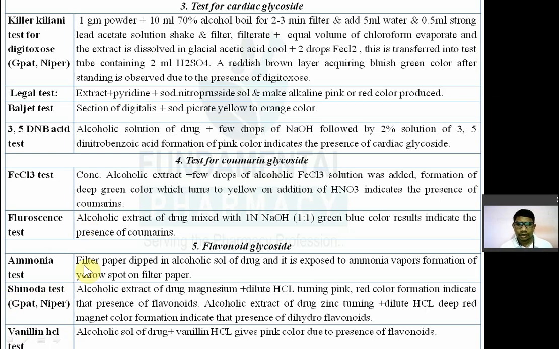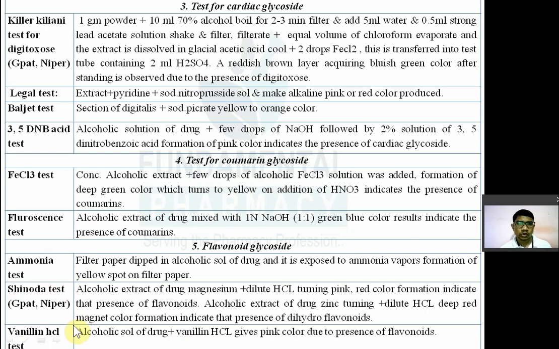Ammonia test. First, you have to dip filter paper in the alcoholic solution of the drug, so make an alcoholic solution of the drug and wet the paper using that solution. Now that paper is exposed to ammonia vapors, and you will get a yellow spot on the filter paper. That is known as the ammonia test, and it is specific for flavonoid type of glycosides.